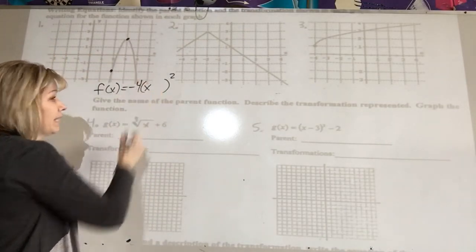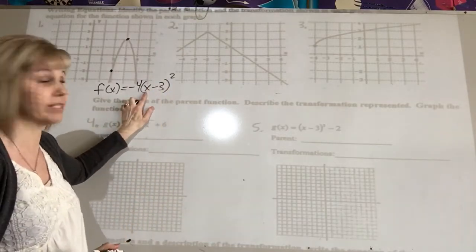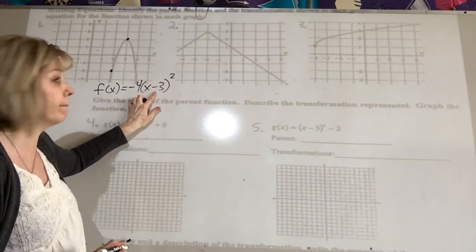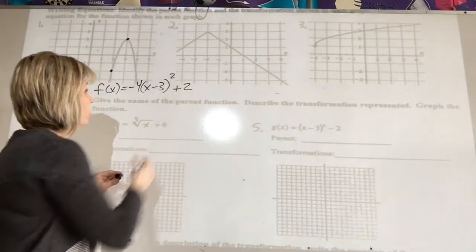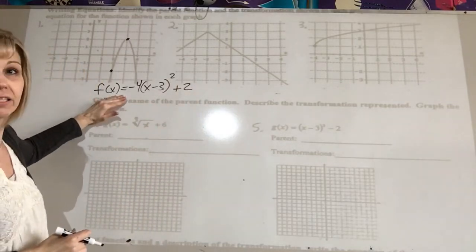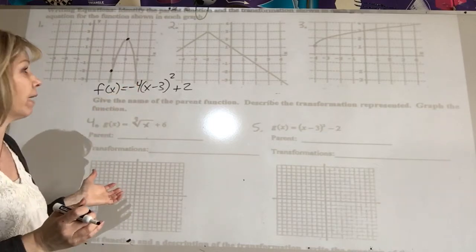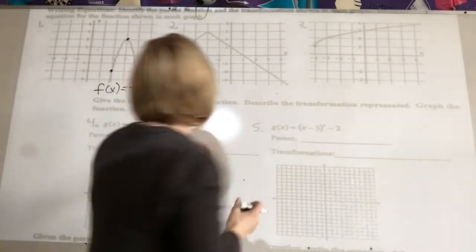So what does that mean? If it goes to the right 3, remember it's the opposite. What actually makes that equal to 0 would be if I put 3 in for x. So when it moves to the right, it should be a minus, and then it moves up 2. So my function should be f of x equals negative 4 times the quantity x minus 3 squared plus 2. All right, so there's the equation for 1.